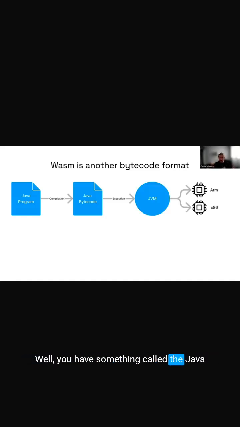Well, you have something called the Java Virtual Machine, the JVM, which is able to execute that bytecode and produce your desired result of, you know, printing hello world or whatever your program is going to do. And so that's how the bytecode is actually executed.